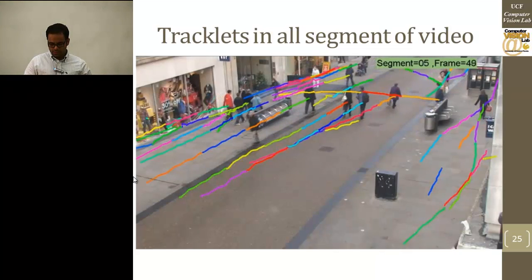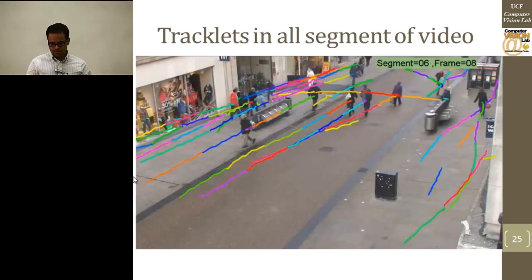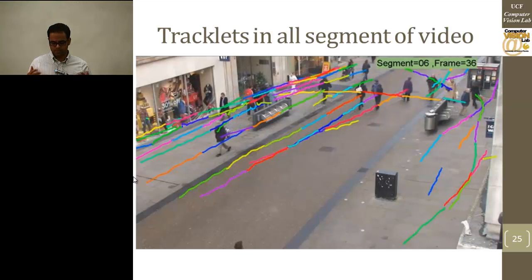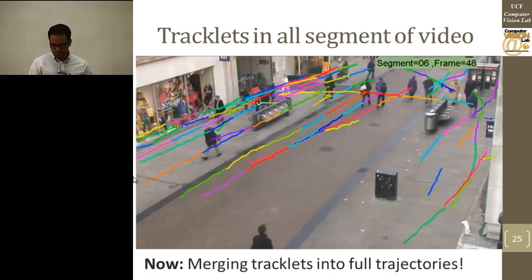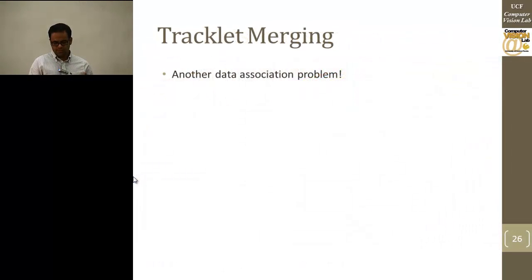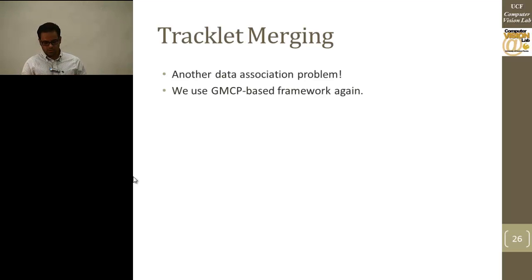So the way we do it is using GMCP one more time. You can see for 6 sample segments I'm showing all the tracklets. So we need to merge these now. So this is another data association problem. This time we are trying to associate tracklets instead of detections. So we use the GMCP framework one more time.